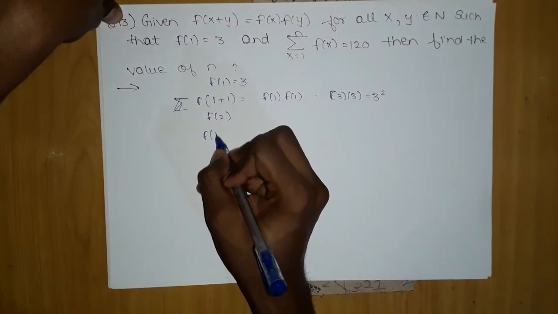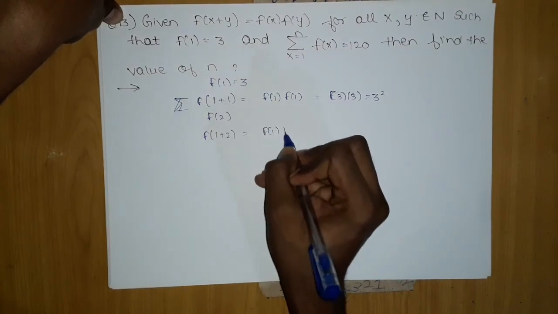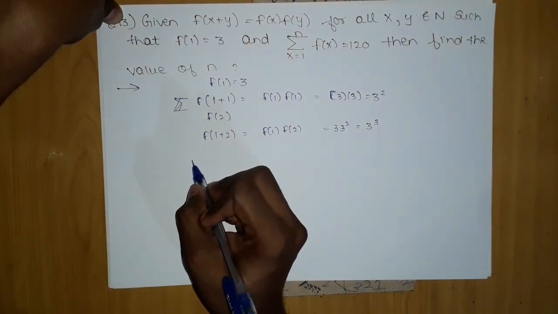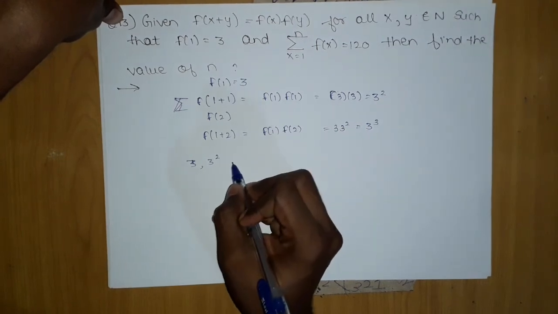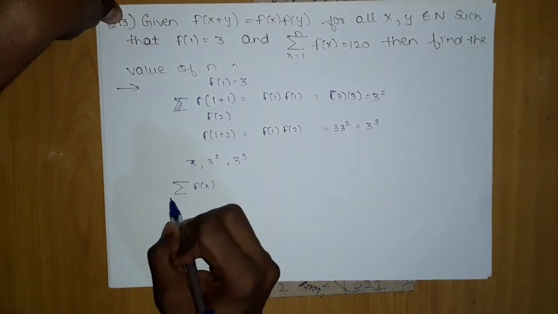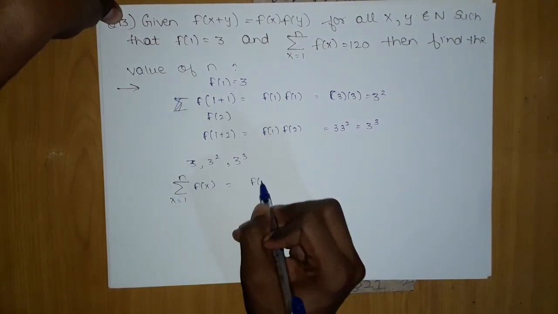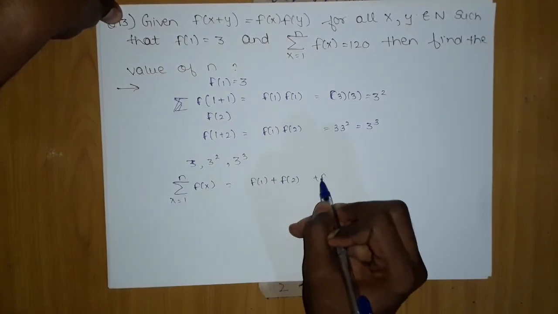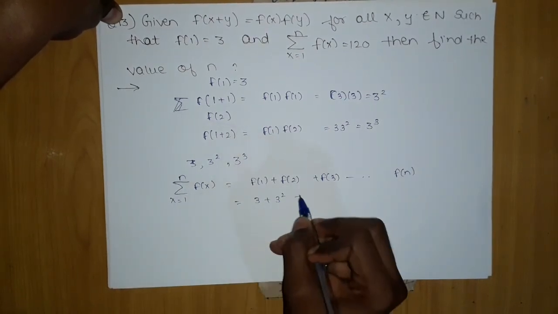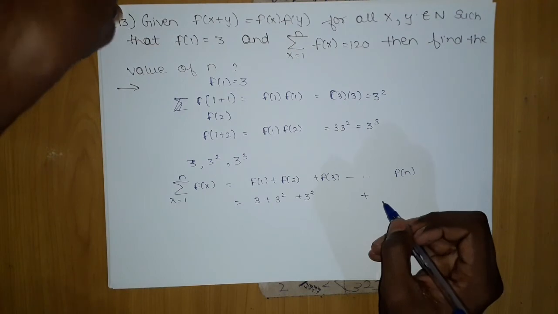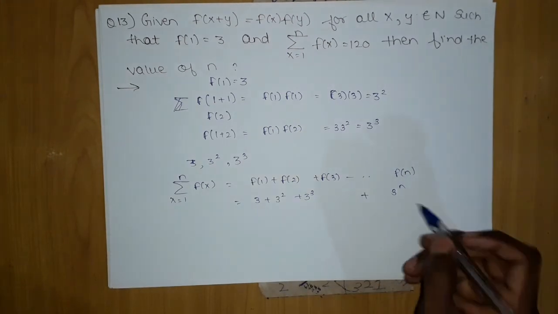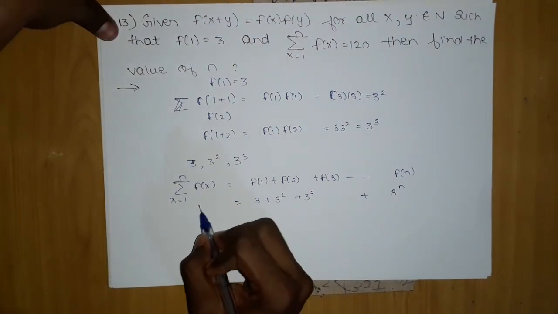Similarly, if I want to find f of 1 plus 2, I get f of 1 into f of 2, which is 3 into 3 square, which is 3 cube. So we are getting an idea that it is this series: 3, 3 square, and so on. Now if I open the summation f of x, x equals 1 to n, I have f of 1 plus f of 2 plus f of 3, like that, till f of n. Now f of 1 is 3, this is 3 square, this is 3 cube, and f of n is 3 to the power n. So in the end it will be 3 to the power n, and it is equal to 120.